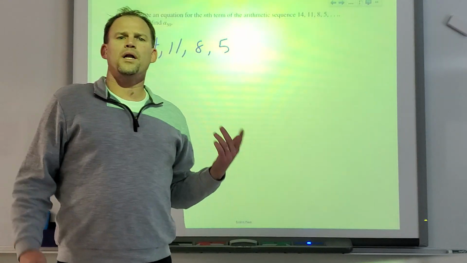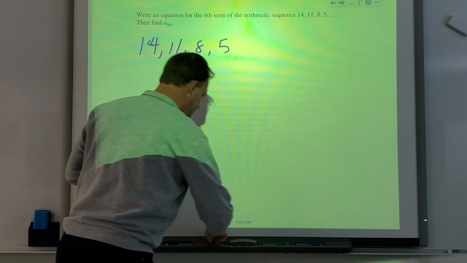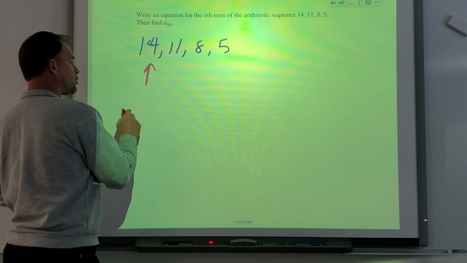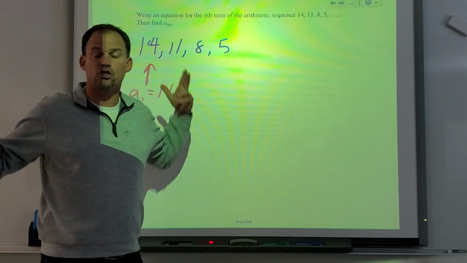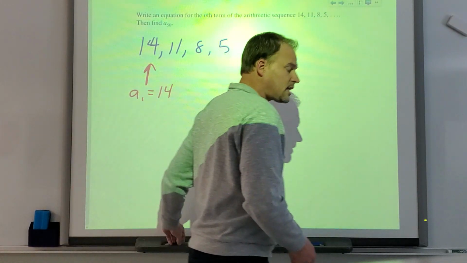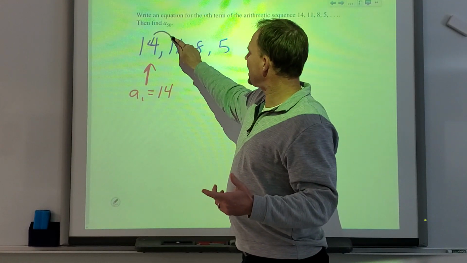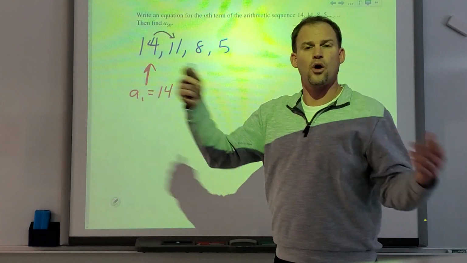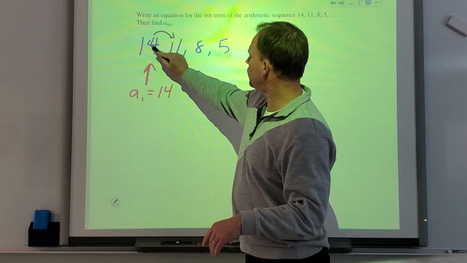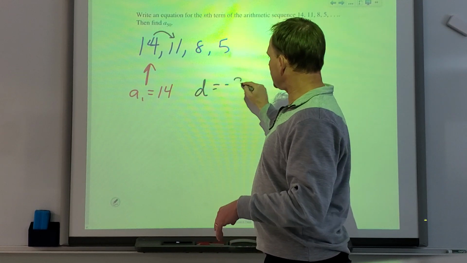So what do I know by looking at this? Well, I know the first term is obviously first. So a sub 1 is 14. It's the first term. What else can I tell by looking? Well, I can tell the common difference. How much is it changing? Is it going up? Is it going down? This one here is going down 3, down 3, down 3. So d is negative 3.